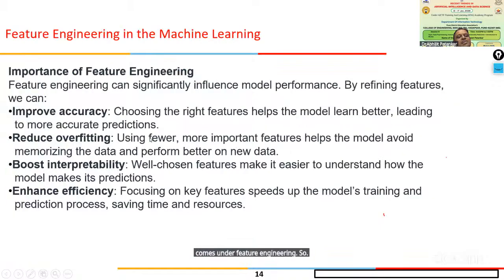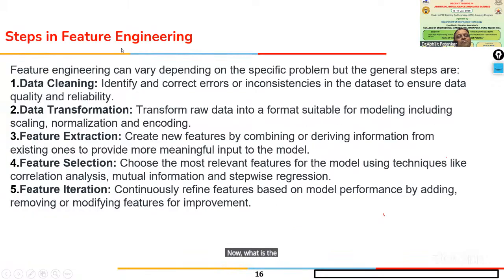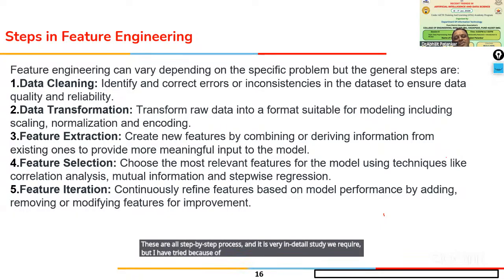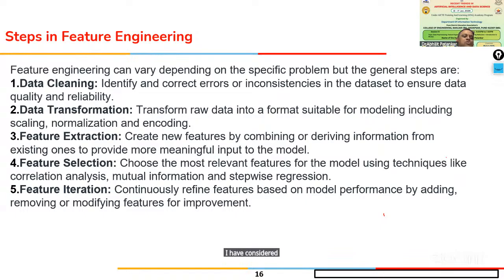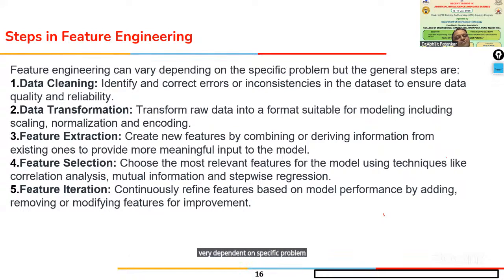So feature engineering is an important process. Now, what are the steps that you have to perform in feature engineering? These are all step-by-step processes, and a very detailed study is required. But because of the 1.5-hour time constraint and many topics, I have considered the very important aspects you need to understand about feature engineering. The steps depend on the specific problem. So what are these? First is data cleaning.